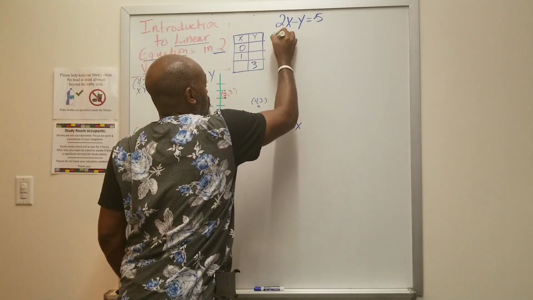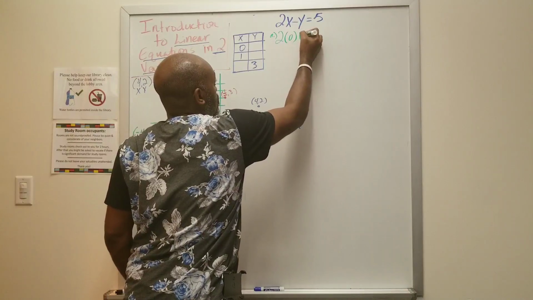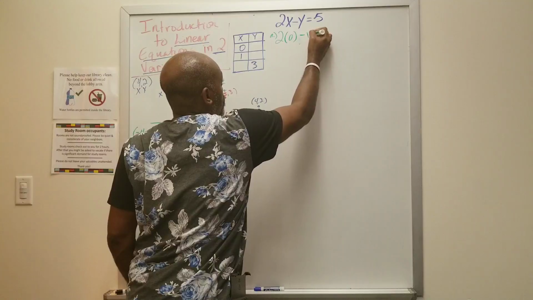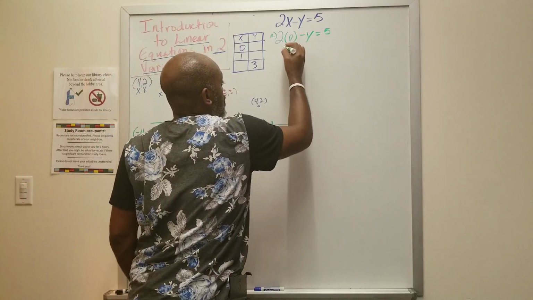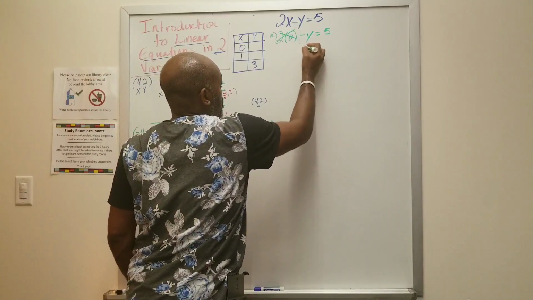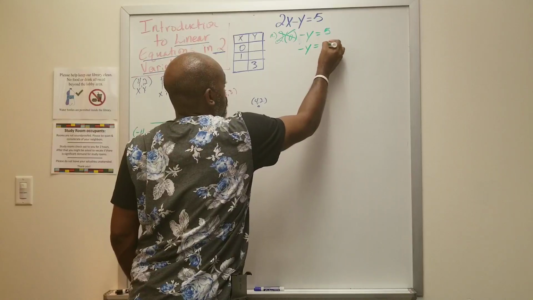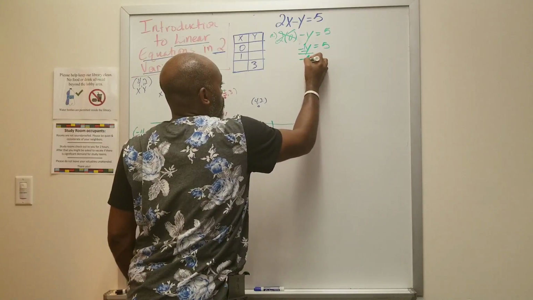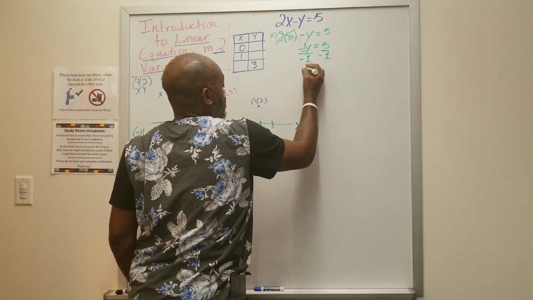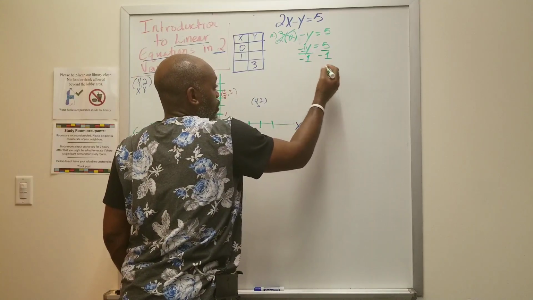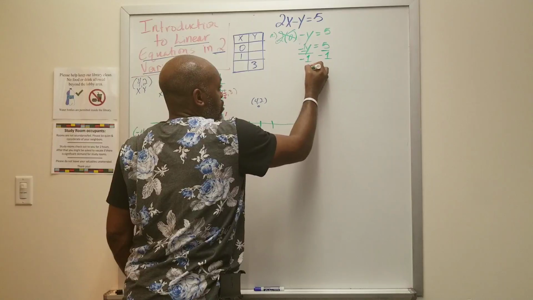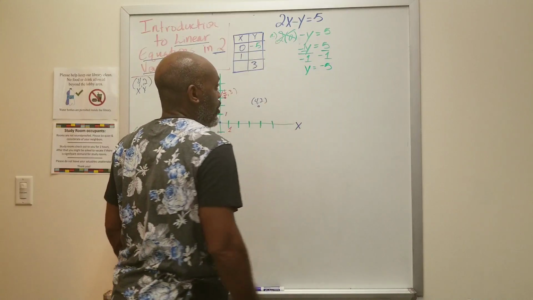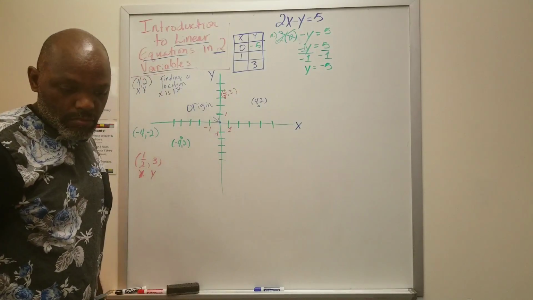So here we go, we're going to start here. 2 times 0 minus y, which we don't know what it is. This ends up canceling out, so you have negative y equals 5. This is a negative 1y. We're dividing both sides by negative 1. That's also called your division property of equality or multiplicative inverse. Y equals negative 5. Okay.